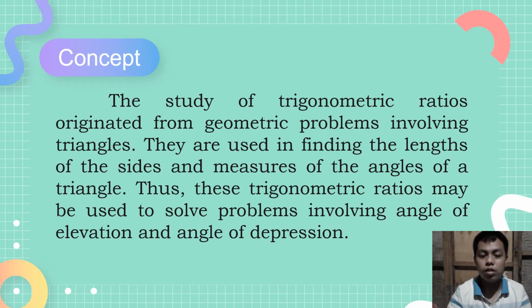Now we have the concept here. The study of trigonometric ratios originated from geometric problems involving triangles. They are used in finding the lengths of the sides and measures of the angles of a triangle. Thus, these trigonometric ratios may be used to solve problems involving angles of elevation and angles of depression.